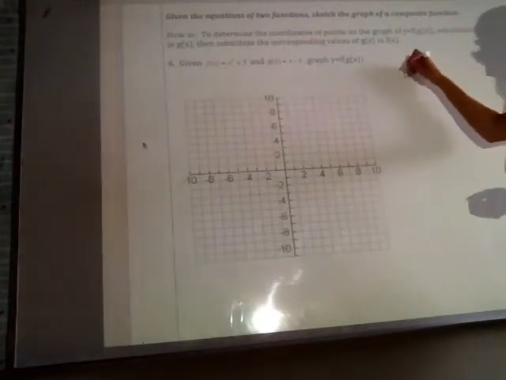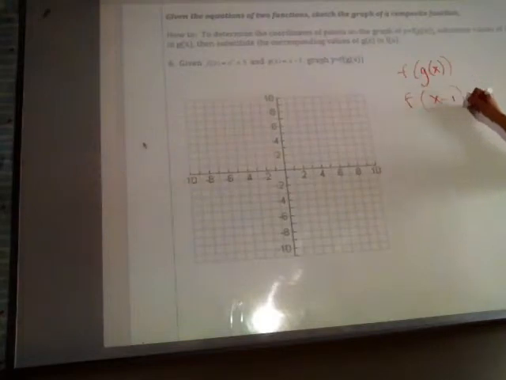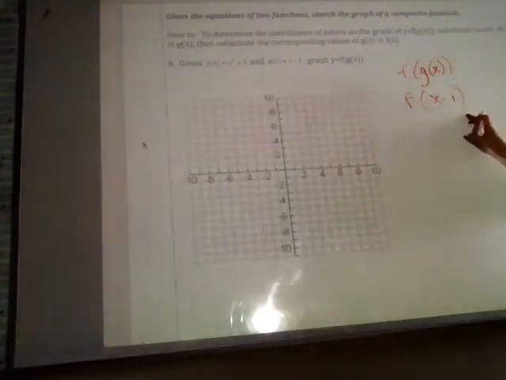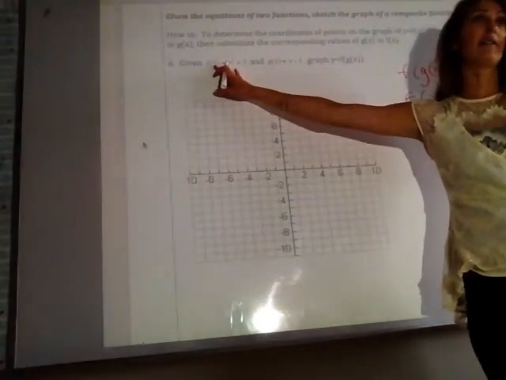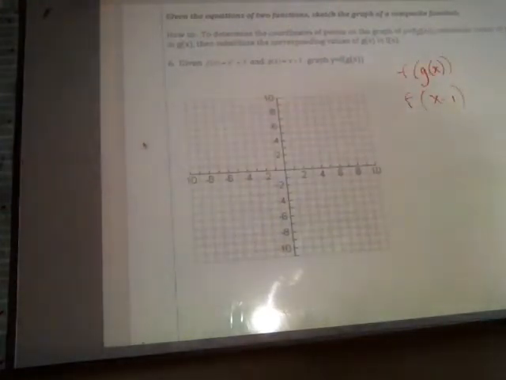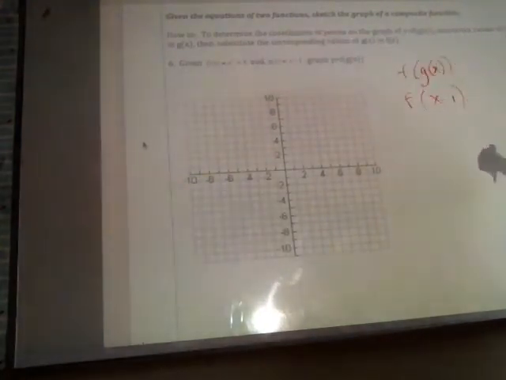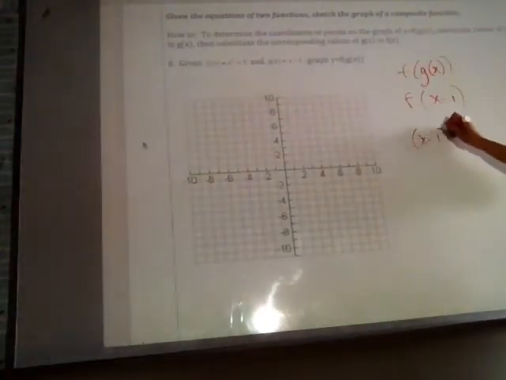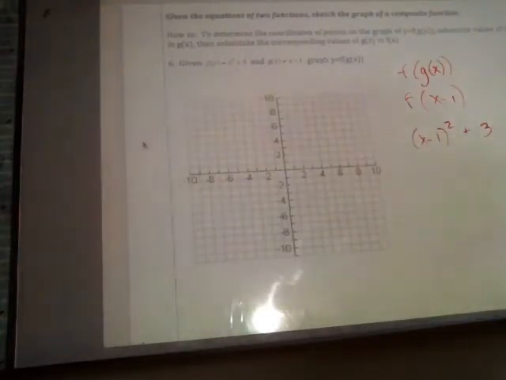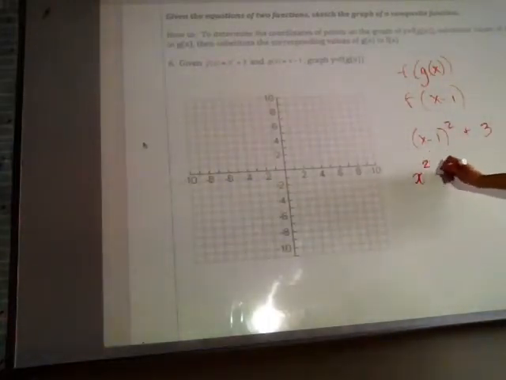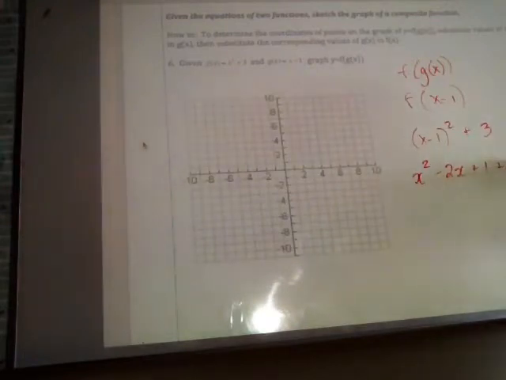So I have f of g of x. My g of x is x minus 1. So I'm going to sub that into the x value for f of x. f of x is equal to x squared plus 3. So instead of x squared, what will I have? x minus 1 squared plus 3. Now if you wanted, you could graph that right away. Or you can expand it: x squared minus 2x plus 1 plus 3. You get x squared minus 2x plus 4.